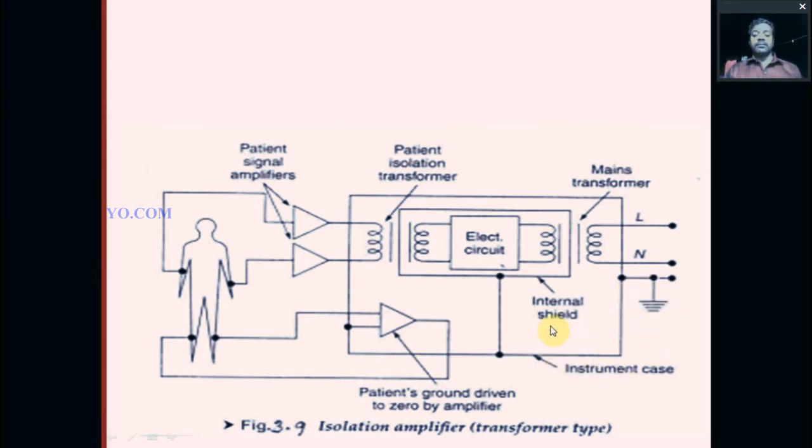In this diagram, the patient is separated by the transformer between the high voltage side and the low voltage side. The patient is on the low voltage side, and the main transformer is on the high voltage side. These two are separated by this patient isolation transformer. So this is a transformer based isolation amplifier. This amplifier provides very good isolation between the high voltage AC mains and the low voltage electrode amplifier side.